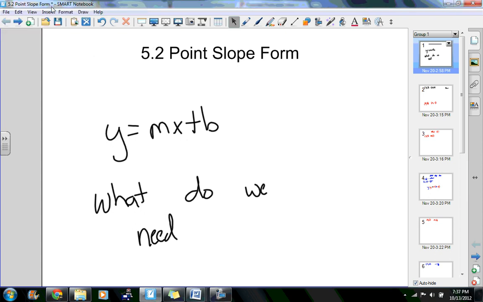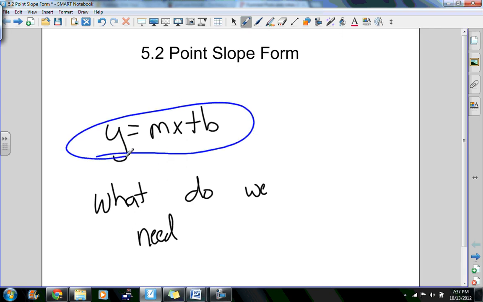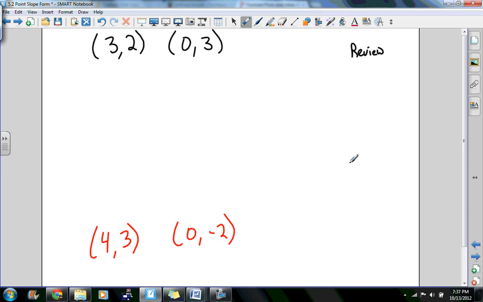We're going to be working on point-slope form, which is a new thing that's very similar to slope-intercept form, but a little bit different. So when we're looking at our y equals mx plus b, which is what we've been doing for, feels like forever, we have to ask ourselves, what do we need? Well, we need an m, which means we need 2 points to find our m. And then we need our b, meaning one of the ordered pairs has to have a 0 in the front. Okay, and then anything here. So that's what we need. I want you to review what we did last time on these two, and then I'll put the answers up.